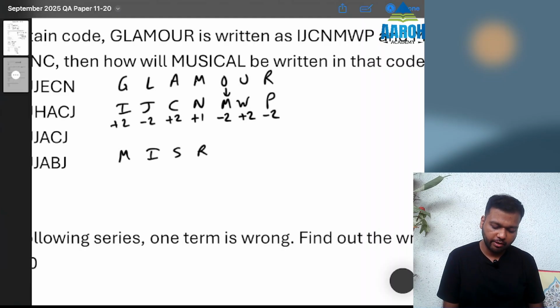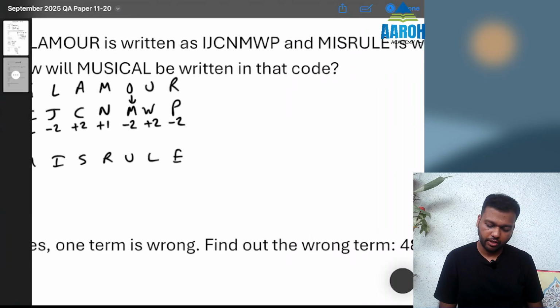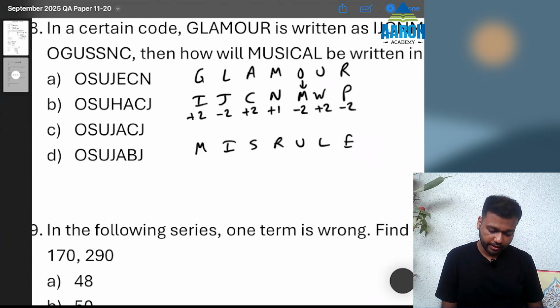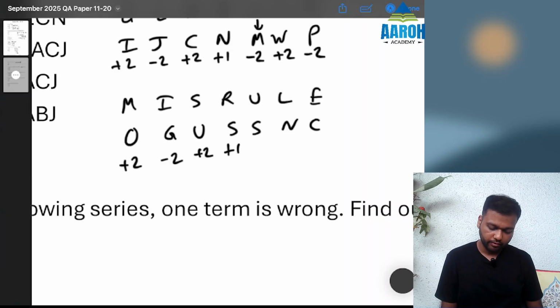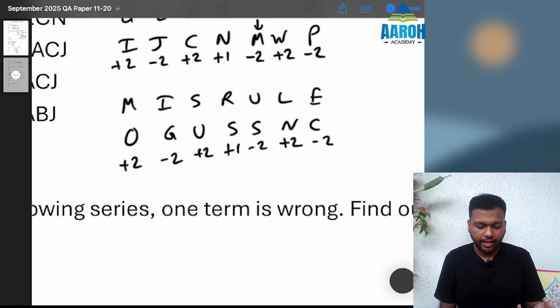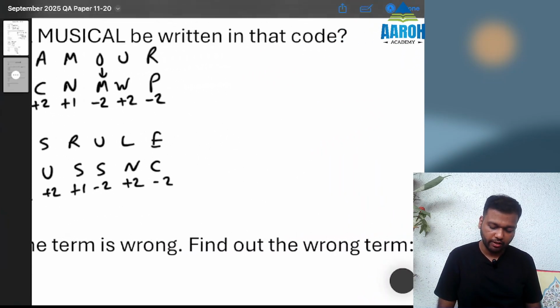If that follows the same pattern, then we have got it, right? It is written as OGUSSNC. Okay. MNO, so plus 2. GHI, so minus 2. STU, so plus 2. Sorry. RS, so plus 1. UVW, STU, so minus 2. Then plus 2 LMN. CDE, so minus 2. Same pattern, right? So let's do the same thing for musical.